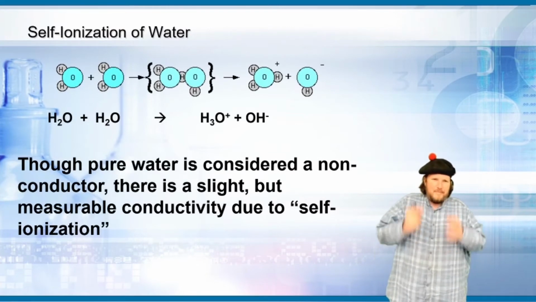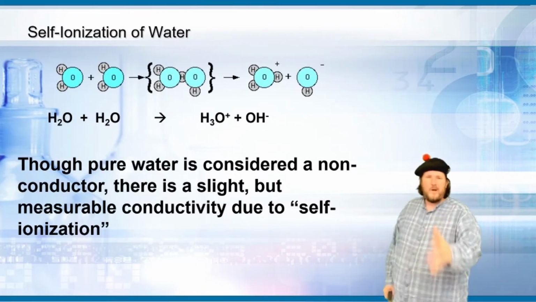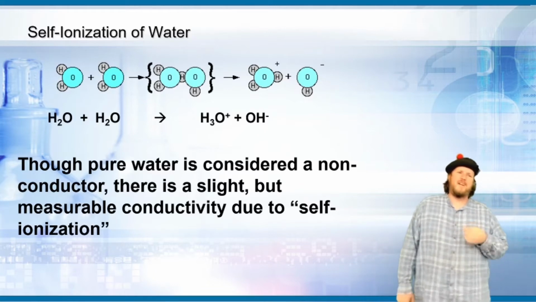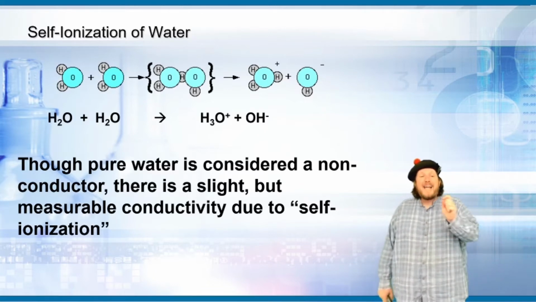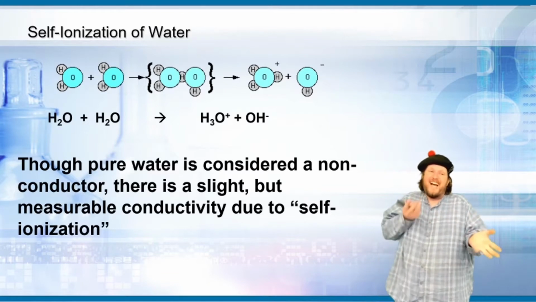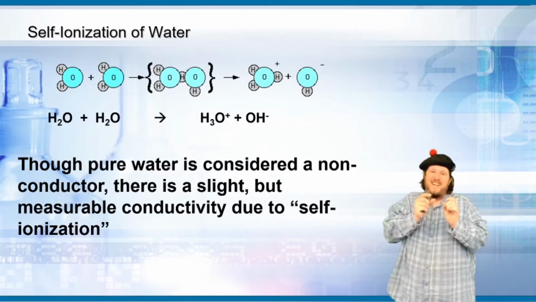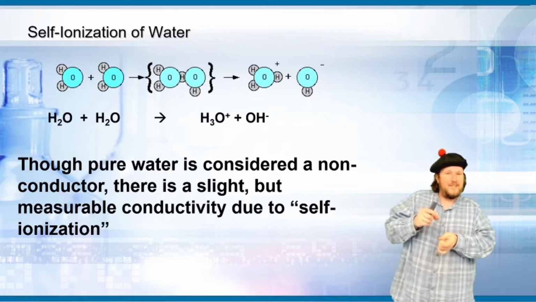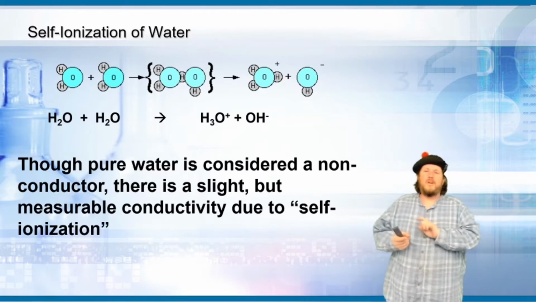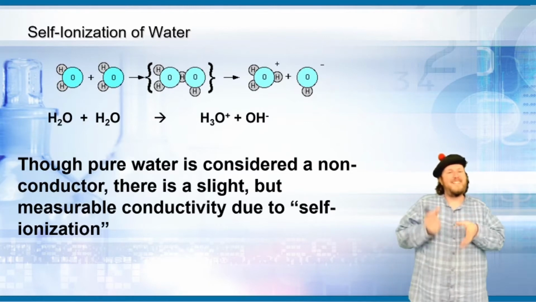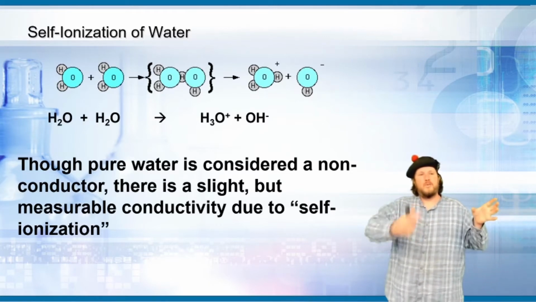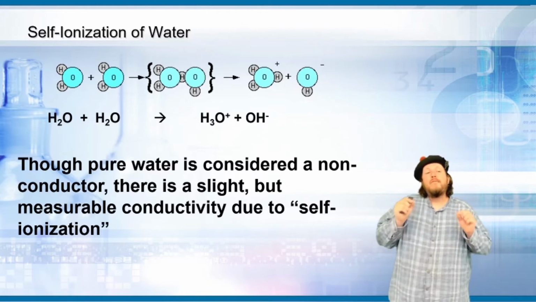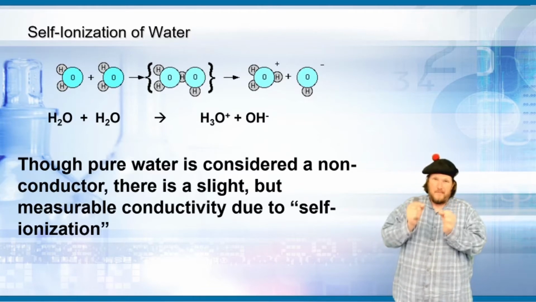To understand pH calculations, you have to know that when I told you that water does not conduct electricity because it's not ionic, it was kind of a lie. Kind of. A little bit. Because water is considered a non-conductor, there is a slight but measurable conductivity because of self-ionization. So water plus water molecule becomes H3O+ and OH-, a very, very, very small amount of the time.